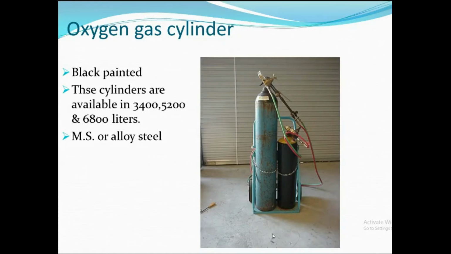The cylinders are available in 3400, 5200 and 6800 liters, made of MS or alloy steel. Whatever the cylinder, it is generally made from MS or alloy type of steel. This is your oxygen gas cylinder.